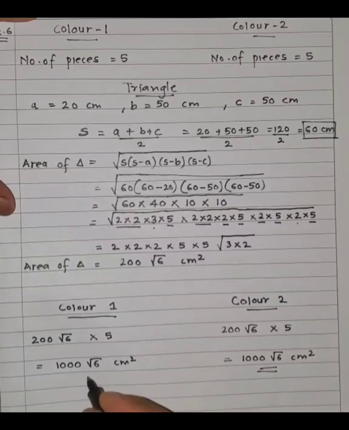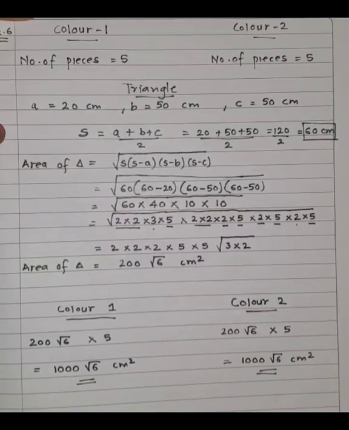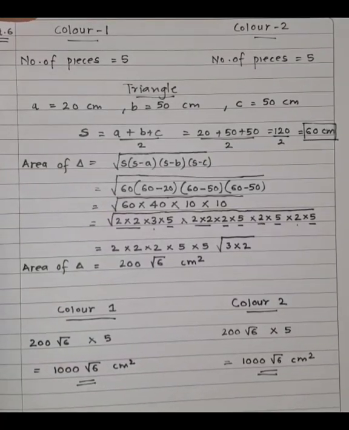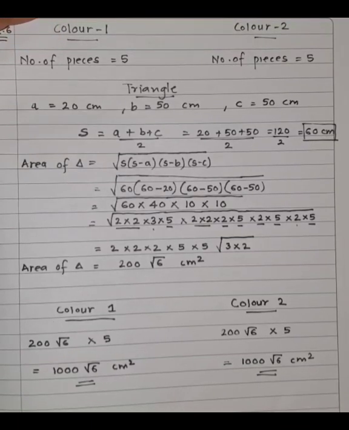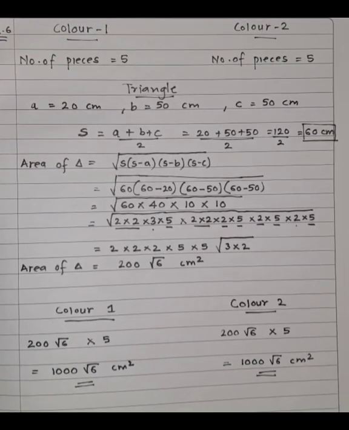So what is the area of each color cloth required? You can say 1000 root 6 centimeter square is the area of the 2 colors of cloth individually required to make an umbrella. I hope this solution is clear to you all.